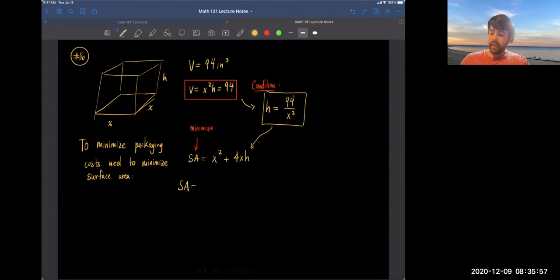So surface area equals x squared plus 4x multiplied by 94 over x squared. And then the x's here will cancel out, and I'm left with the surface area equals x squared plus 4 times 94, which is 376 over x.